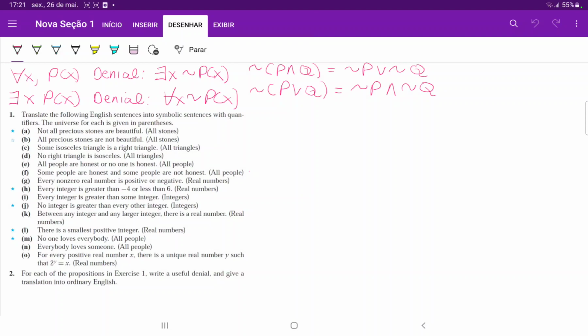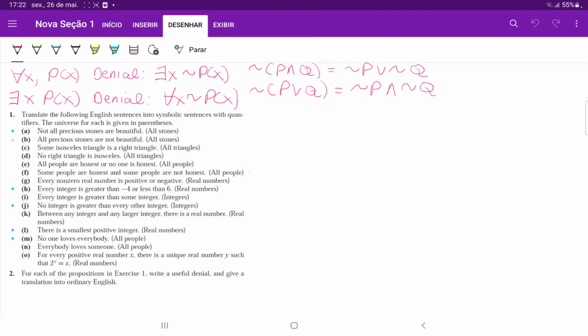So whenever I have a universal, so for all x, p of x, the denial is just saying, hey, there exists at least one x such that not p of x. And when we have an existential, there exists one x such that p of x, the denial is saying for all x, not p of x, right? You can't find a single case. And then we also just have to remember De Morgan's laws: not (p and q) is equal to not p or not q, and not (p or q) is not p and not q. So we are ready to start.